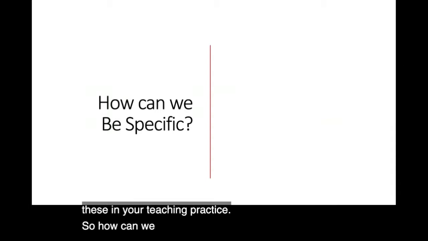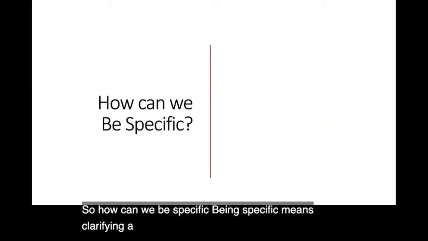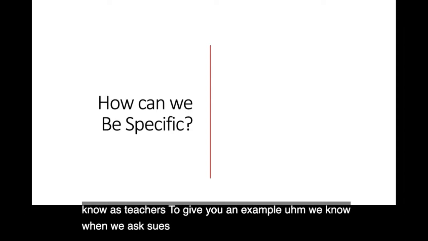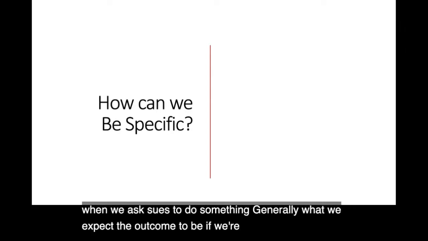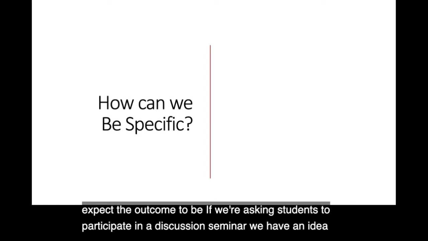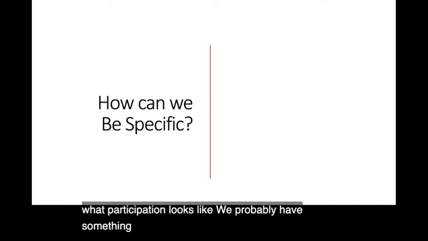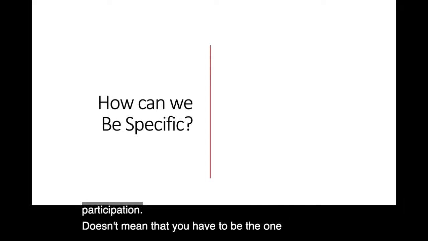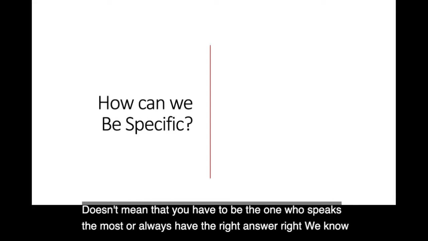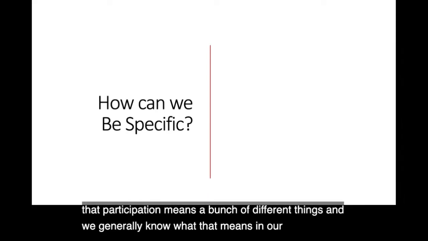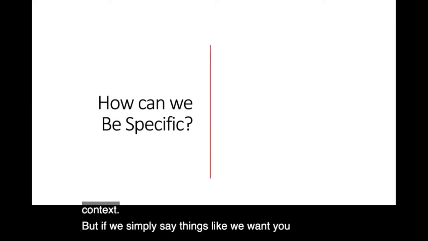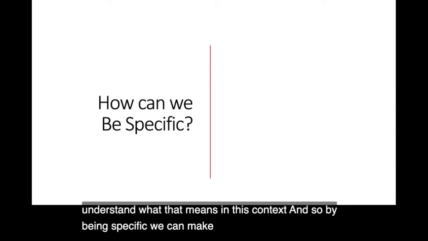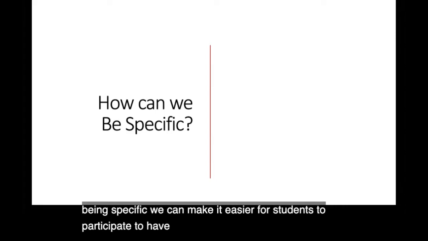So, how can we be specific? Being specific means clarifying a lot of information that we probably already know as teachers. To give you an example, we know when we ask students to do something, generally what we expect the outcome to be. If we're asking students to participate in a discussion seminar, we have an idea of what participation looks like. We probably have something like, well, we want students to be asking questions, to be participating in group work, but participation doesn't mean that you have to be the one who speaks the most or always have the right answer, right? We know that participation means a bunch of different things, and we generally know what that means in our particular context. But if we simply say things like, we want you to participate in this discussion, our students may not fully understand what that means in this context. And so by being specific, we can make it easier for students to participate, to have a go once they know what's expected of them.